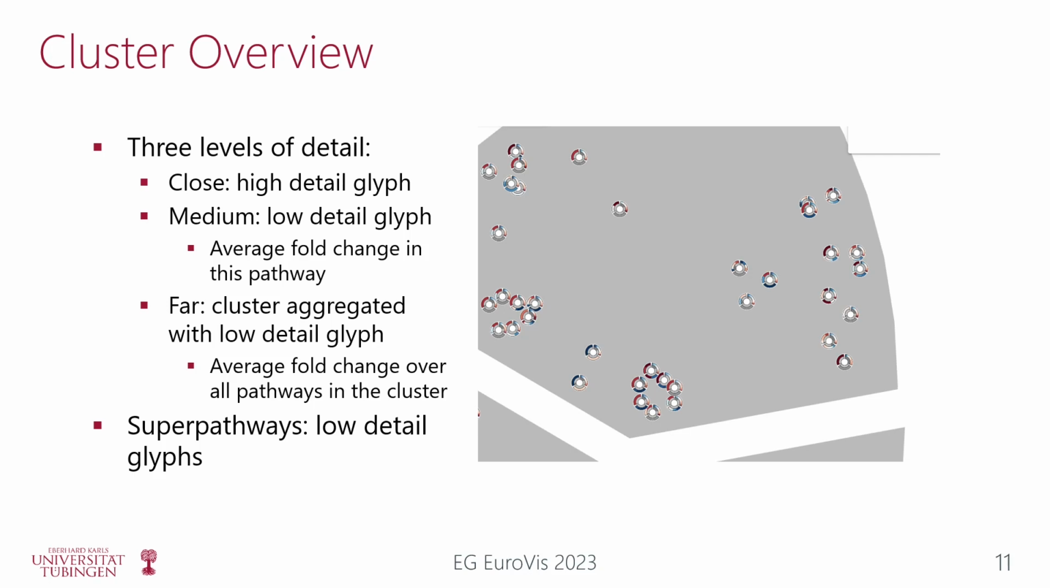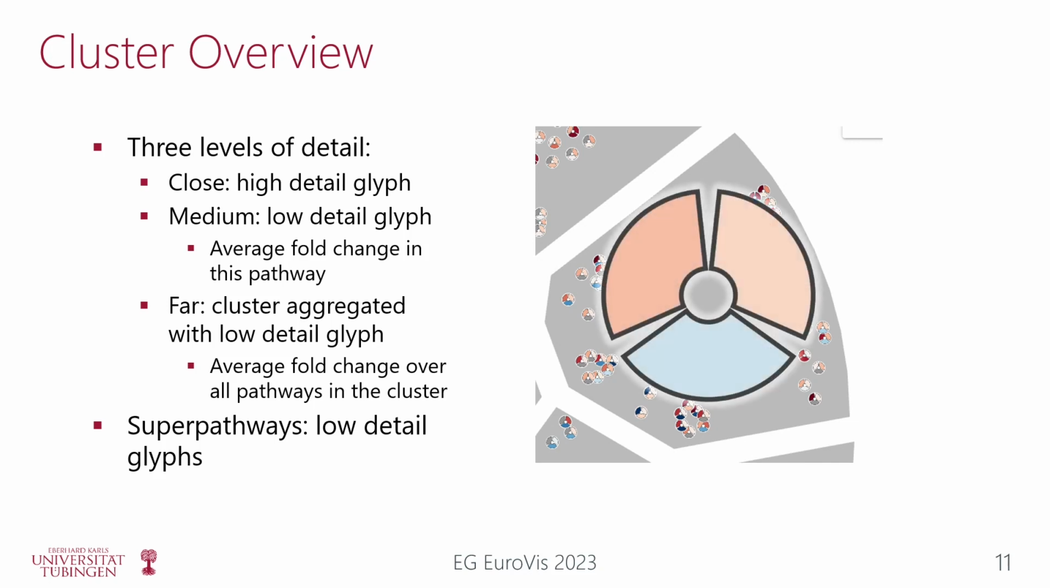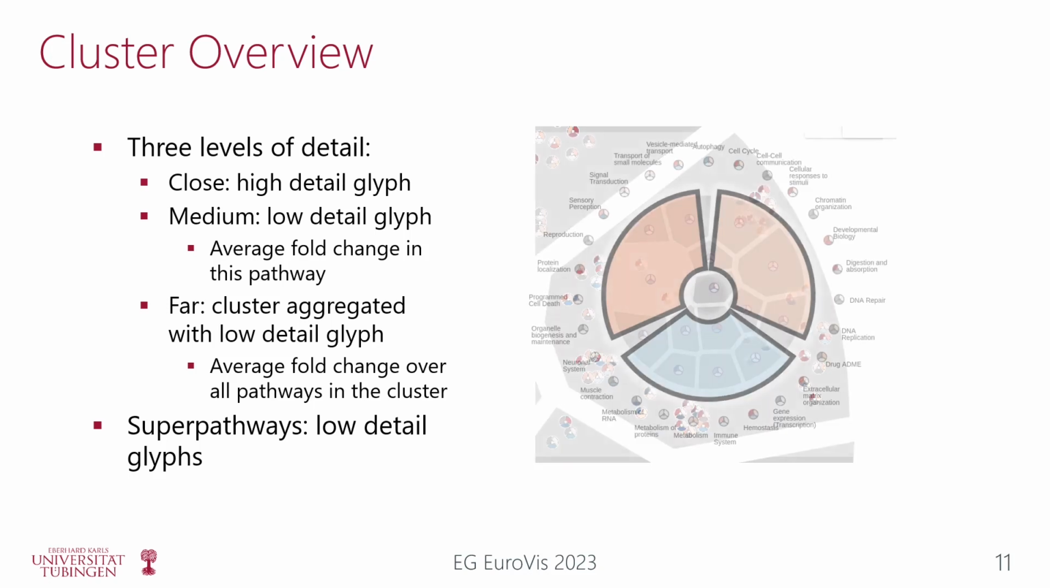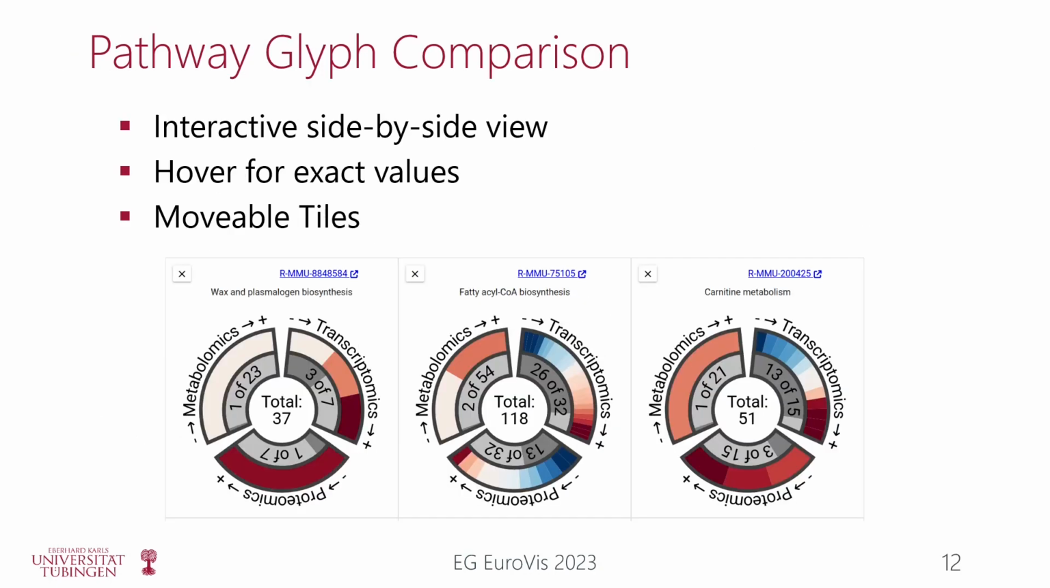When zooming outwards, a low detail glyph is drawn instead. Here, the averages over each omic type are used to color the segment. Zooming outwards even further causes an aggregation of these per pathway glyphs into per cluster glyphs, otherwise using the same style as the intermediate zoom level. The superpathway glyphs are drawn following the same rules, but without having a per cluster stage. These glyphs are also used in the pathway glyph comparison functionality of the tool.